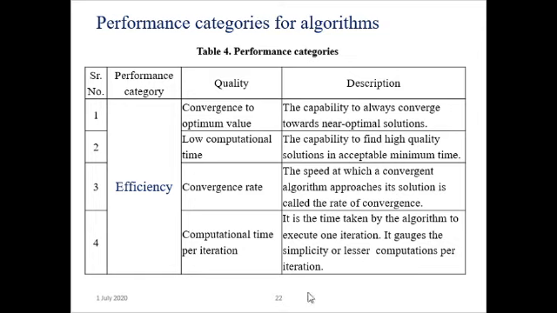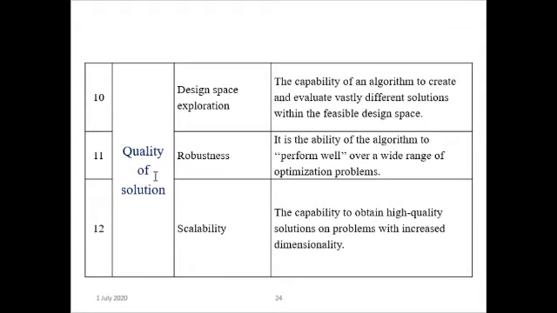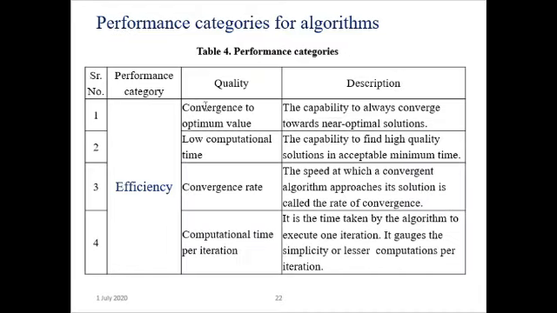Now this is the heart of the work. There are 3 performance categories: efficiency, reliability, and quality of solutions. Under these 3 main performance categories, 12 qualities are identified for investigating the performance of the algorithm. In the efficiency category, the first quality is convergence to the optimum value. The second is low computational time. The third is convergence rate. The fourth is computational time per iteration.